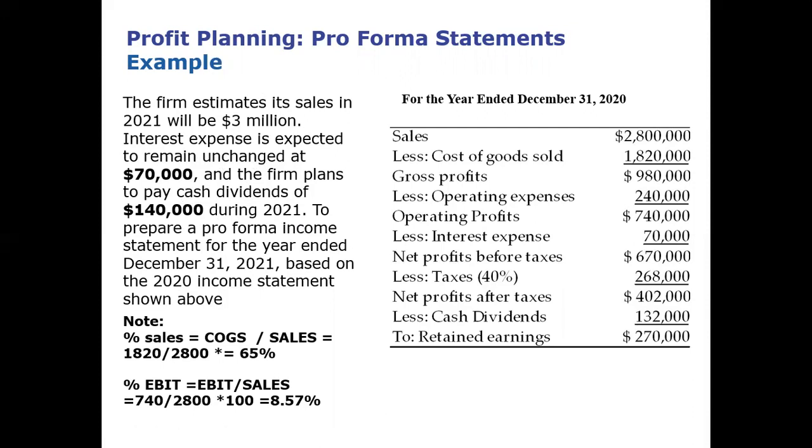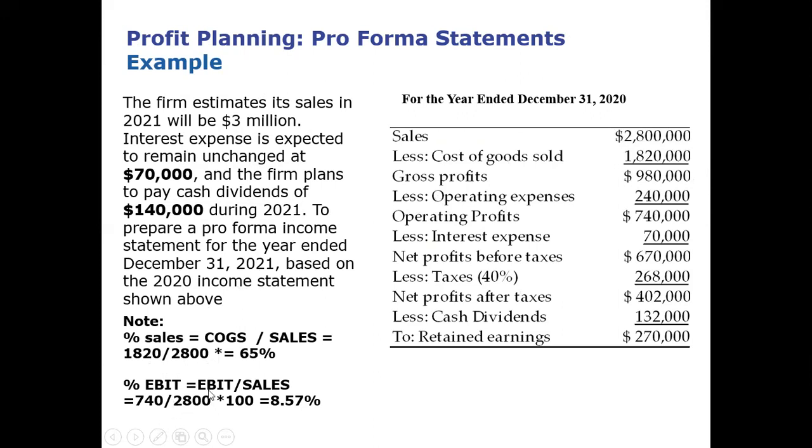And he is asking me to prepare. So in order to prepare the pro forma income statement, we said that we need to have the previous year income statement, and we need to have the assumption of the sales, but we depend on the percent of sales. What are the percent of sales? How much does this cost of goods sold represent from the sales? So if I took the COGS, which is 1,820,000, divided by 2,800,000, it will give me 65%. And this is the percentage I'm looking for, 65%. So the COGS represents 65% of the sales.